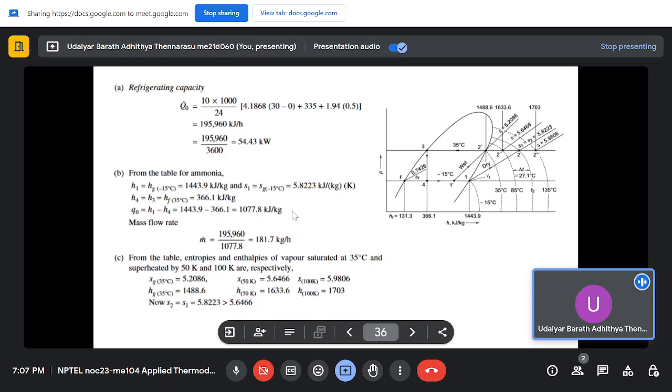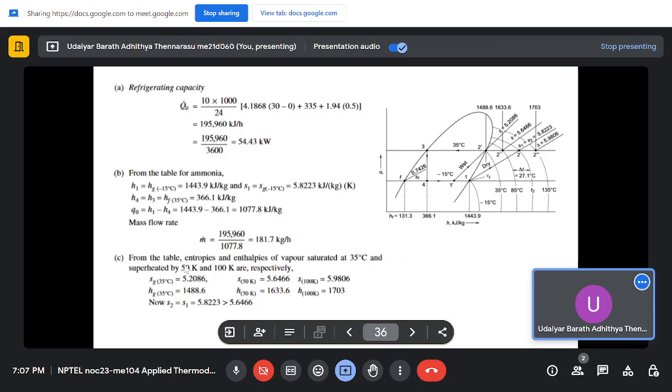1077.8 kilojoule per kg. So using this we can find the mass of refrigerant, which is nothing but the refrigeration capacity divided by the specific cooling capacity. So this will come out to be 181.7 kg per hour. So this is the mass of ammonia required as a refrigerant.